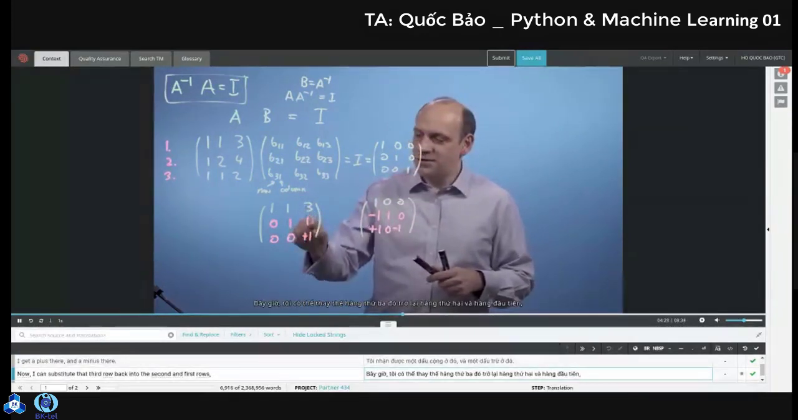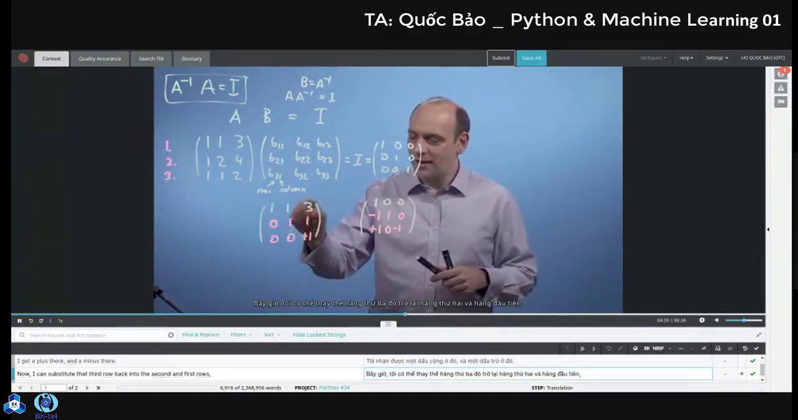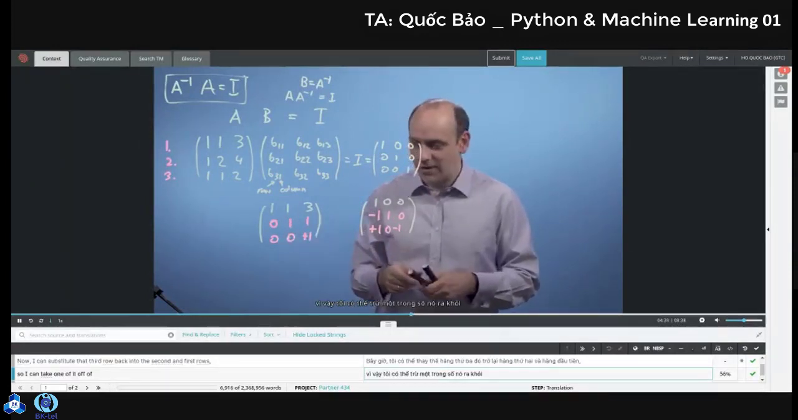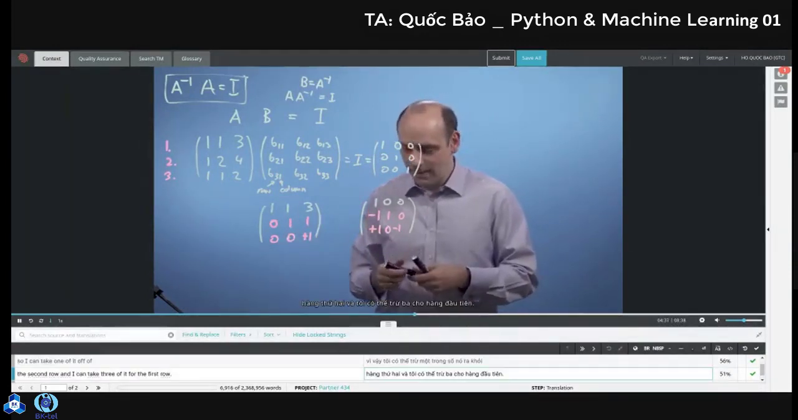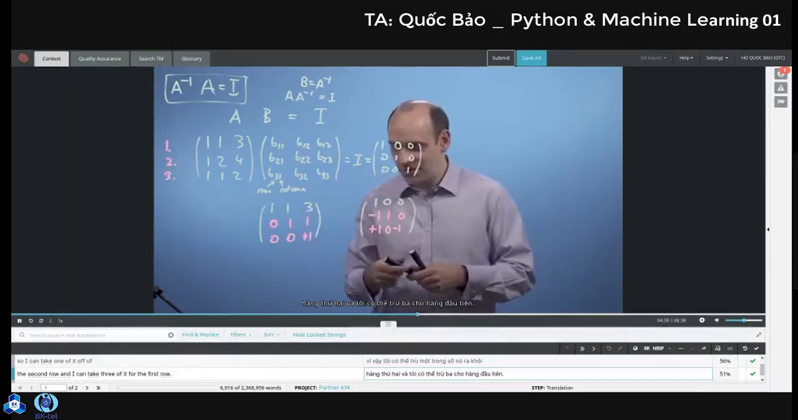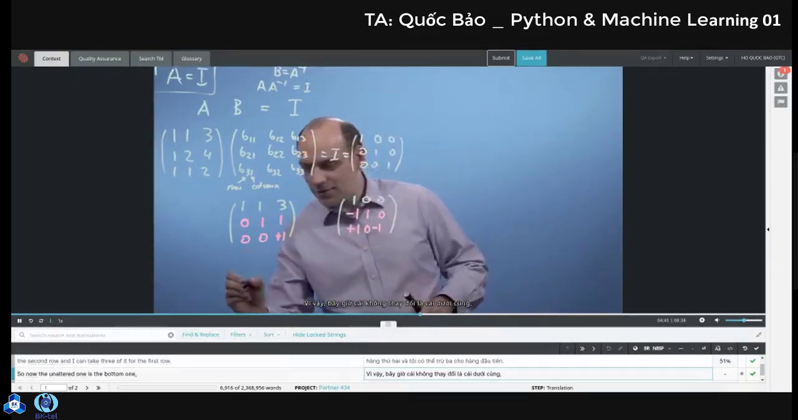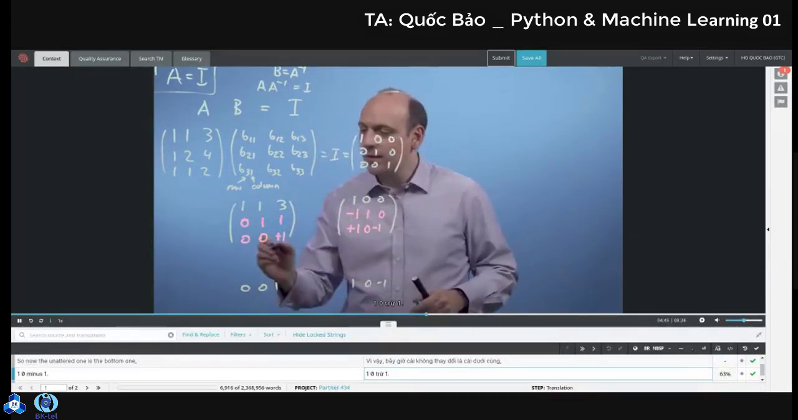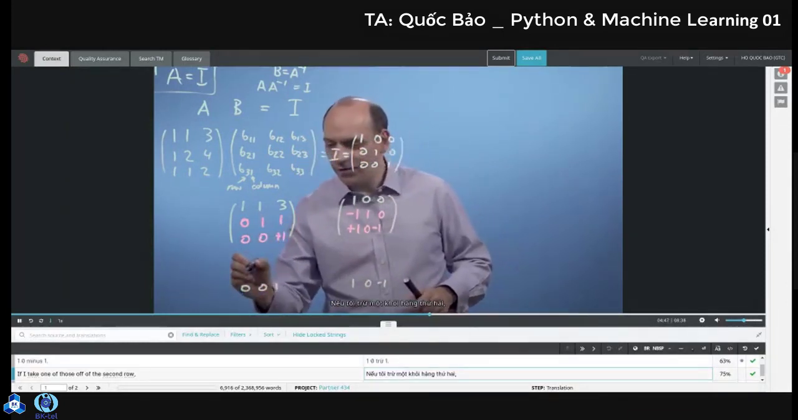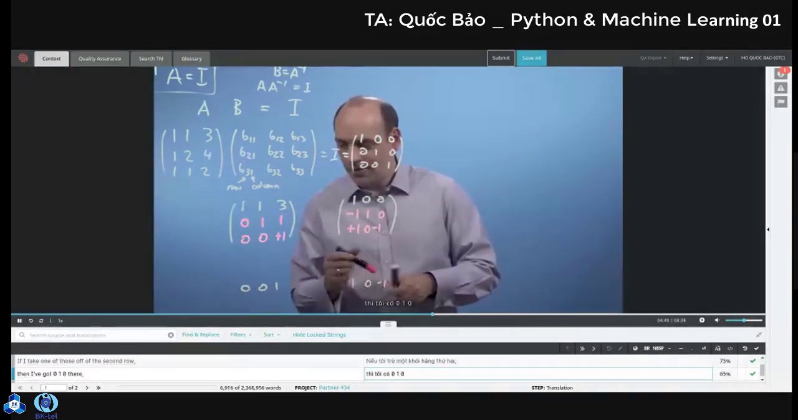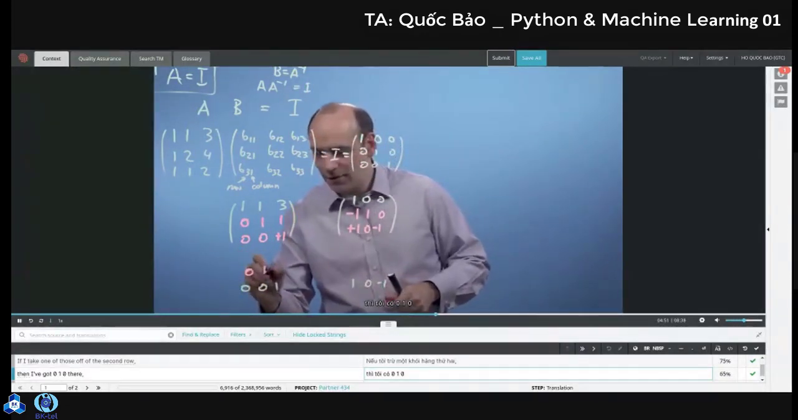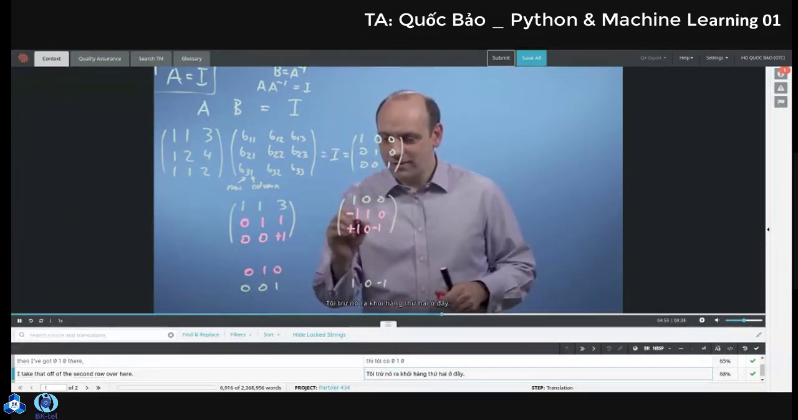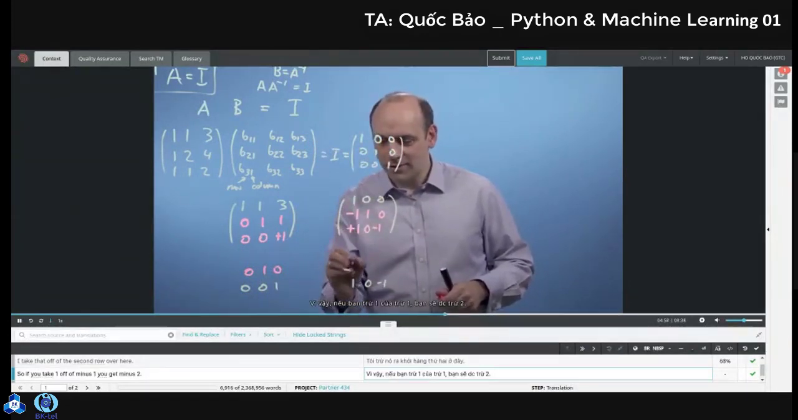Now I can substitute that third row back into the second and first rows. So I can take one of it off of the second row and I can take 3 of it off of the first row. So now the unaltered one is the bottom one, 1, 0, minus 1. If I take one of those off of the second row, then I've got 0, 1, 0 there. I'm going to take that off of the second row over here. So if I take 1 off of minus 1, I get minus 2.